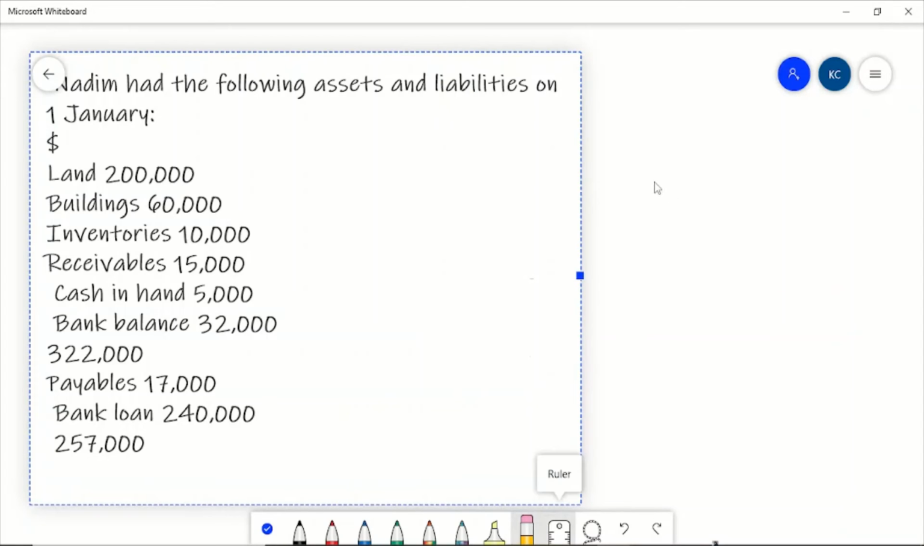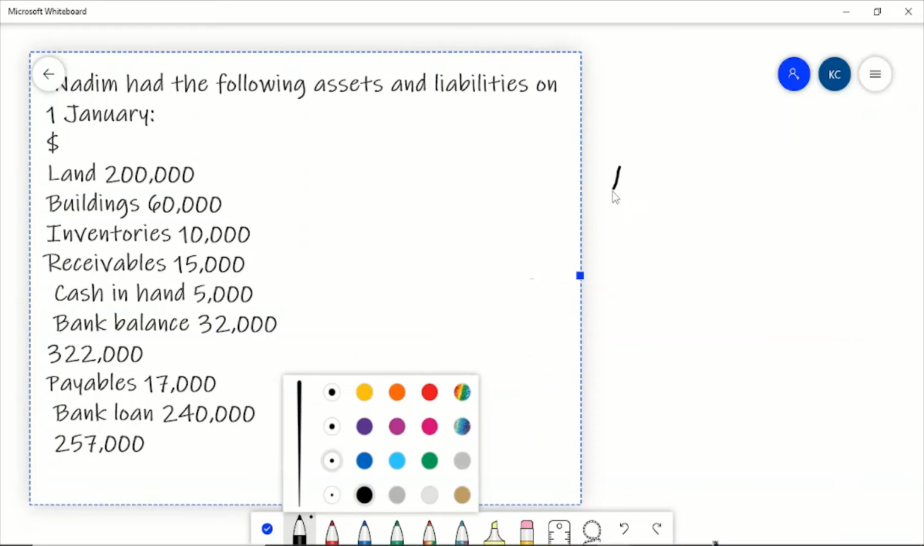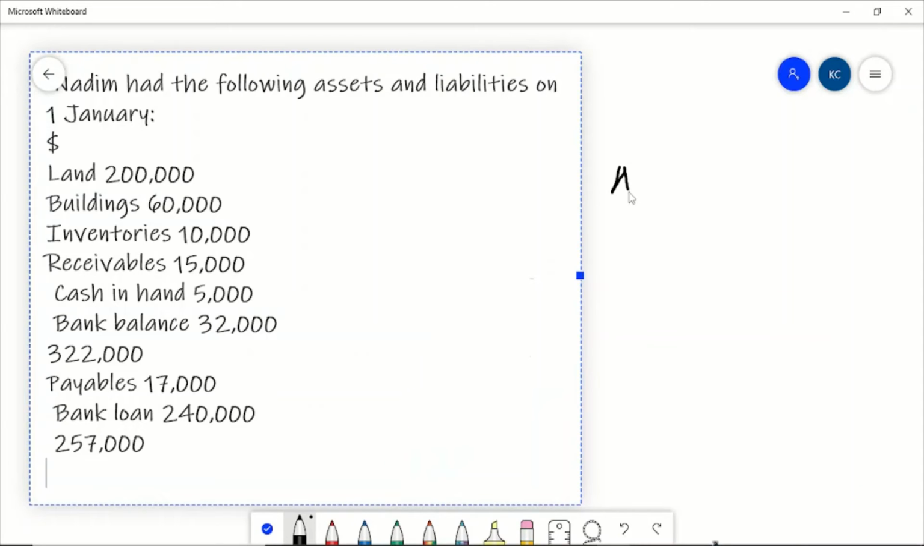Okay, so the accounting equation was supposed to be this. Assets is equal to capital plus liabilities. Right. Now we have the value for the assets, which is 322,000, and we also have the value for the liabilities, which is 257,000. So what we are looking for is the C, the capital.